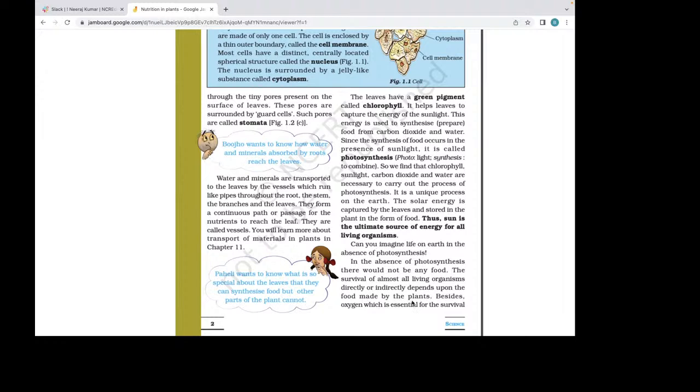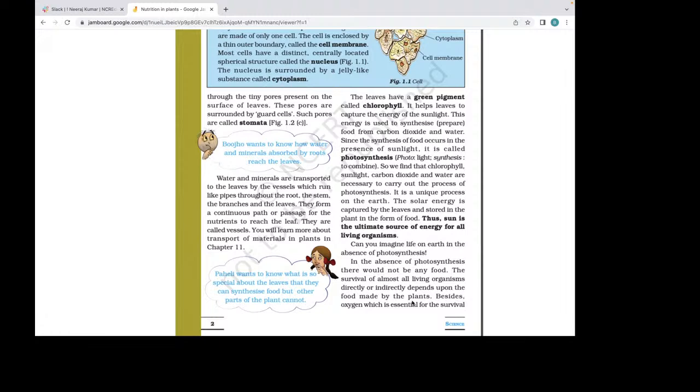As we already have discussed, some of the animals eat other animals, and some of the animals eat plants, and these animals that the other animals eat also eat plants. So directly or indirectly, all living organisms depend on plants for their survival.